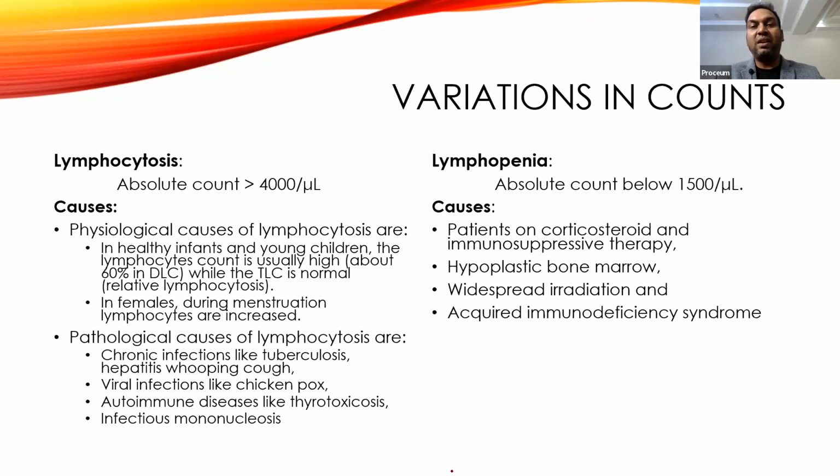Then viral infections like infectious mononucleosis also increase the lymphocyte count. Then come to lymphopenia, when the count is decreased below 15,000. It is shown in a patient who has a hypoplastic bone marrow, or exposure to X-ray radiation or different types of radiation, or a patient on immunosuppressive therapy, specifically steroid therapy or cytotoxic drugs. The lymphocyte count also decreases in AIDS, that is acquired immunodeficiency syndrome.